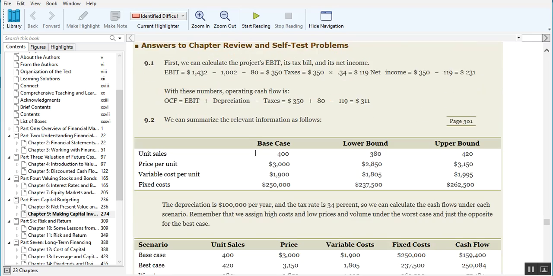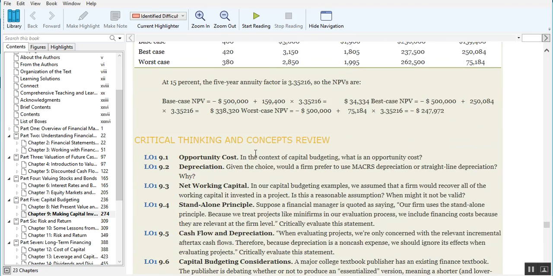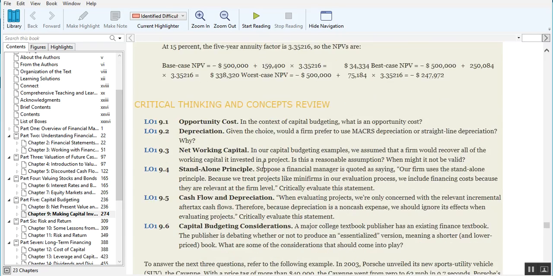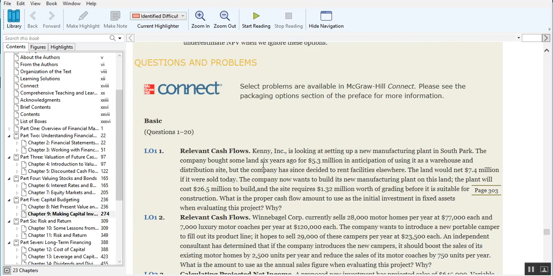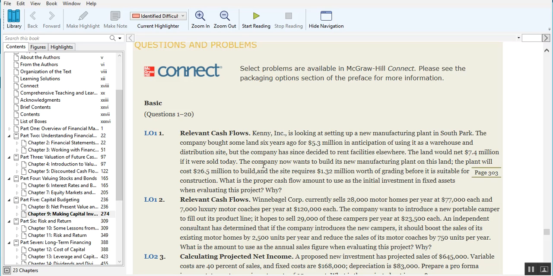Okay? So I'm going to go down here to the critical thinking and talk about what you need to do here. First, we have opportunity cost. In the context of capital budgeting, what is that? I talked about it some here, but it's also in the chapter. And then depreciation, if you had a choice, would you rather use MACRS or straight line depreciation, and why? And MACRS, by the way, is accelerated cost recovery, and it's accelerated because you're basically taking more of the depreciation up front. And then we get to the questions and problems.